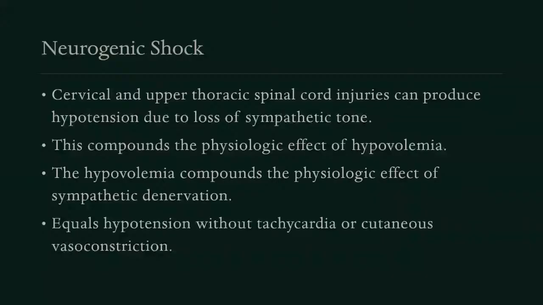Cervical and upper thoracic spinal cord injuries can actually produce hypotension due to the loss of sympathetic tone. So you can think about it: the upper cervical chains, that's the part of your spinal cord that is responsible for the sympathetic system. And the sympathetic system causes vasoconstriction. So when you have a patient that had a spinal shock, they will drop their blood pressure.